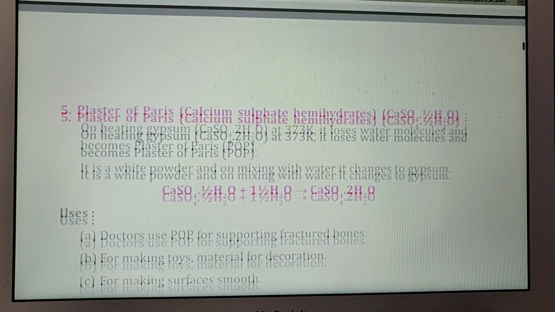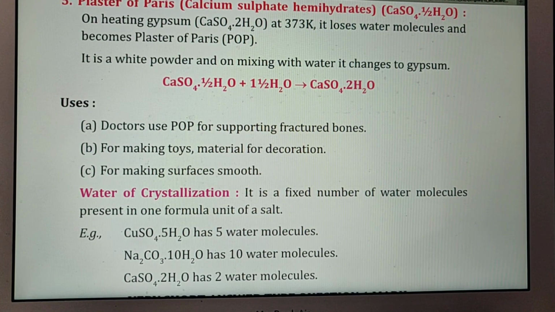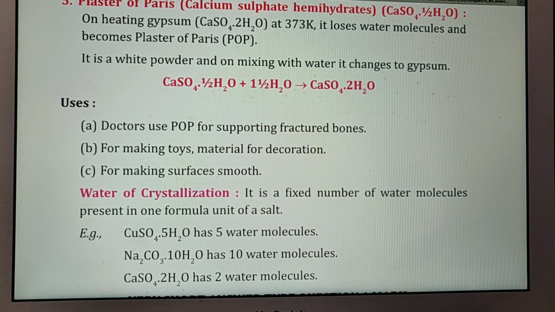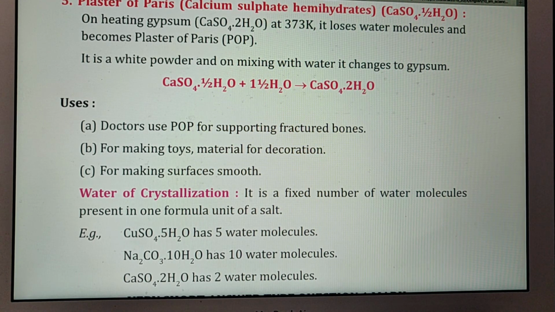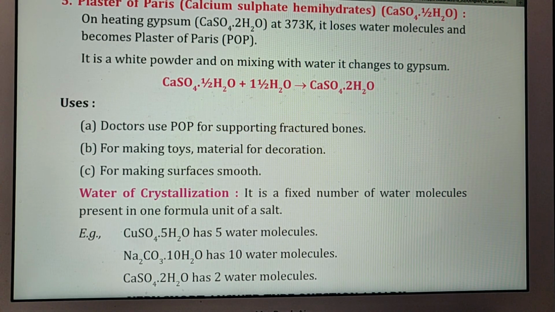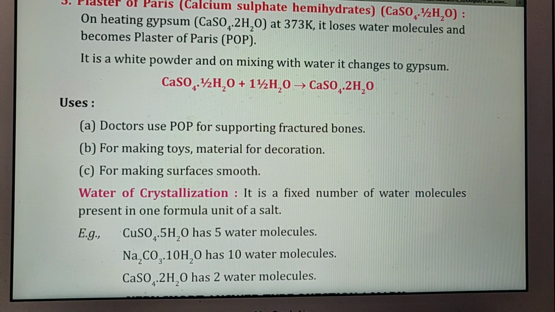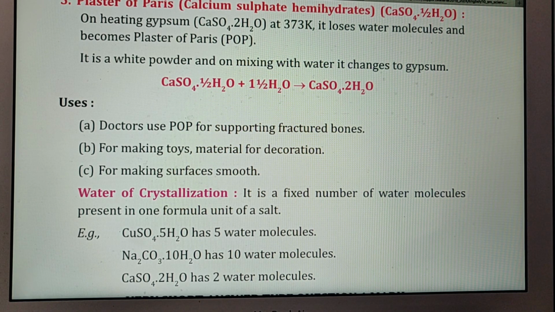Now, the next one is plaster of Paris. Calcium sulfate hemihydrate is the chemical name, CaSO4·½H2O. On heating gypsum at 373 Kelvin, gypsum formula CaSO4·2H2O, it loses water molecules and becomes plaster of Paris, which is called POP. It is a white powder, and on mixing with water it changes to gypsum and becomes hard. CaSO4·½H2O plus 1½ H2O gives calcium sulfate 2H2O, gypsum.